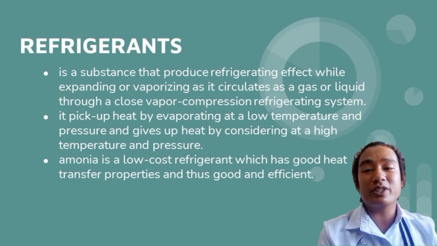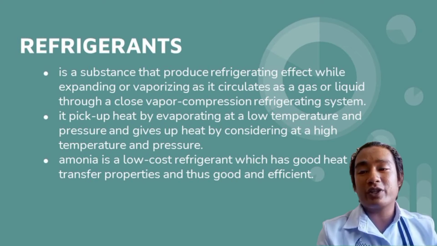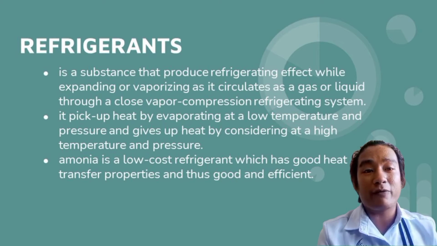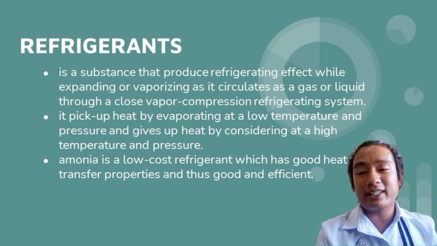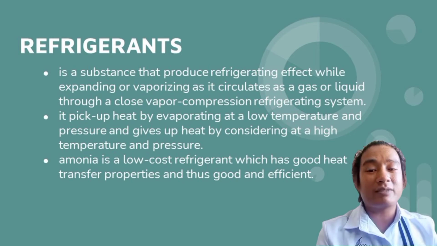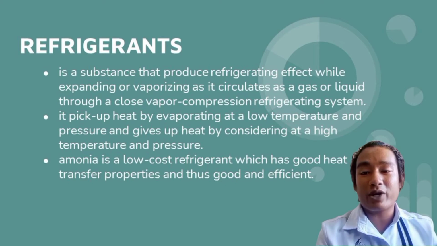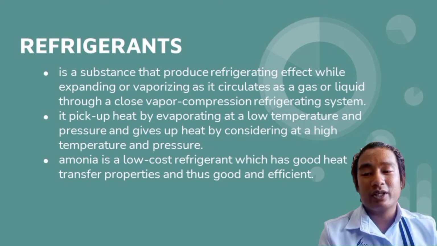A refrigerant is a substance that produces a refrigerating effect while expanding or vaporizing as it circulates as a gas or liquid through a closed vapor compression refrigeration system. An example of a refrigerant is Freon in our refrigerators. It picks up heat by evaporating at a low temperature and pressure and gives up heat by condensing at a high temperature and pressure. A good refrigerant must absorb and release heat readily, have high latent heat of vaporization, be easily converted from a gas to a liquid, be relatively non-toxic, and have good lubricating qualities. Properties of refrigerants are provided in table 6.7. So these are the properties of the refrigerants: heat of vaporization in British units, global warming potential, and also the ozone depletion potential. So it is found in table 6.7.